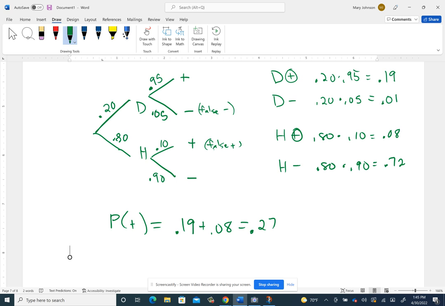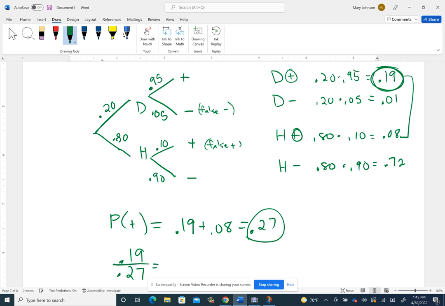And then it said, what proportion of those testing positive actually have the disease? So that's the proportion of those testing positive that actually have the disease. This would be the denominator. Okay. And see, these are the two groups that tested positive. This is the one that actually had the disease.